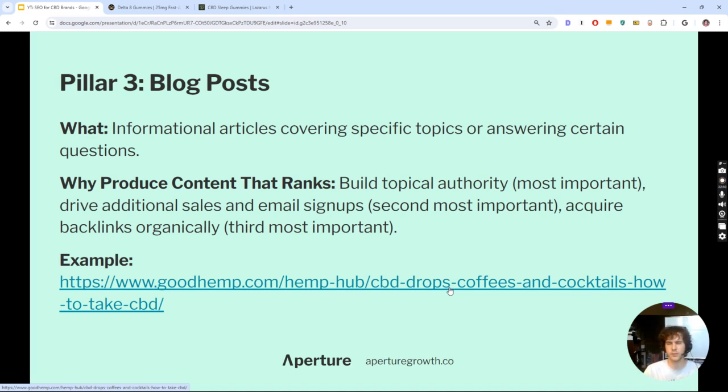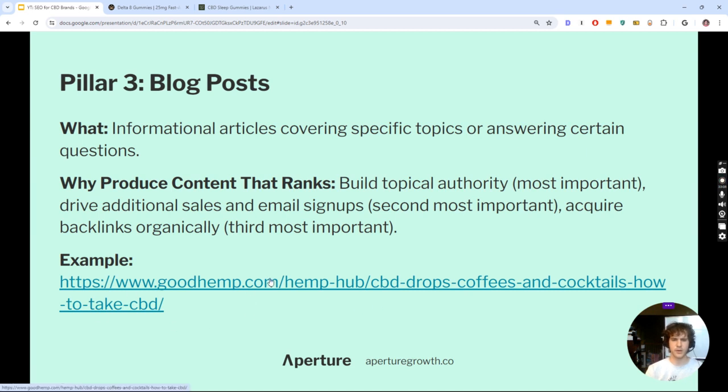Obviously, they won't convert as well as a product page because the search intent behind the people who are going to be looking for blog posts is to learn, not to buy, but still, it's important. Also, blog posts can acquire backlinks, which help with website authority as well.